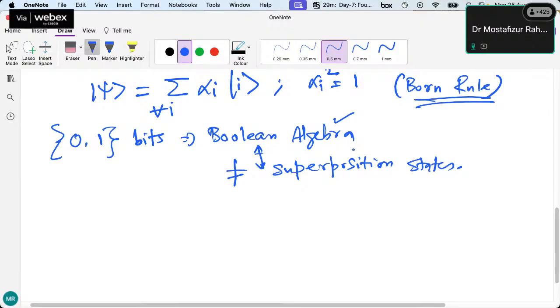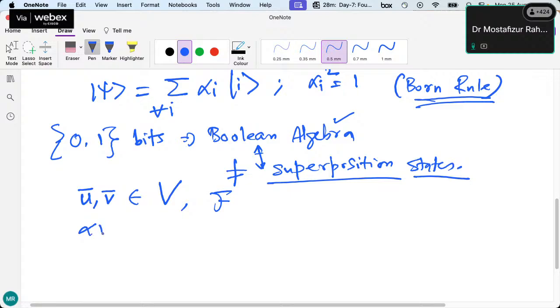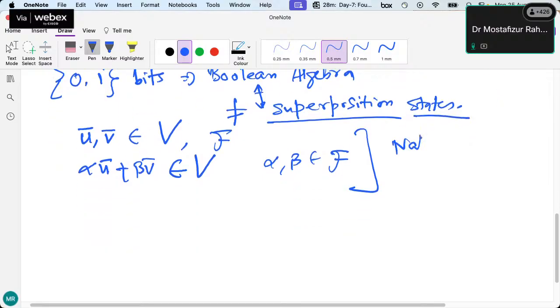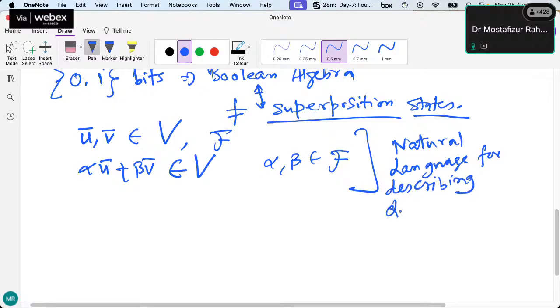So we instead need everything in terms of quantum state representation using linear algebra. Linear algebra allows us to create the superposition state, because from the definition of a vector space, if you have vectors u and v belonging to a vector space V over a scalar field F, then you can form alpha u plus beta v, which belongs to the vector space V, subject to alpha and beta belonging to the scalar field F. So this is from the definition of the vector space, and it allows superposition. Hence this becomes the natural language for describing quantum information, right?